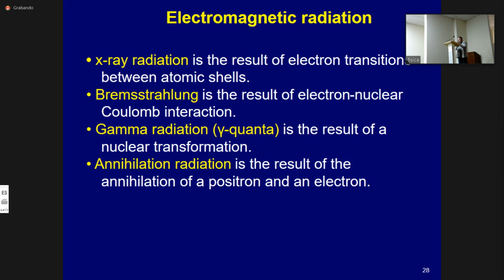Gamma rays are emitted during the transition between energy levels in the nucleus. They can also be emitted during the other decay modes. Gamma rays have a discrete energy spectrum.